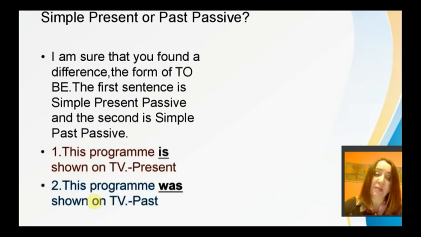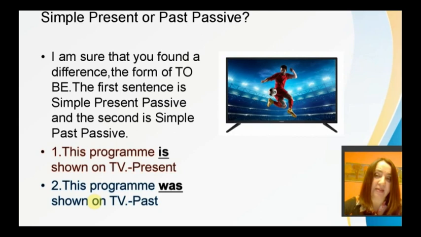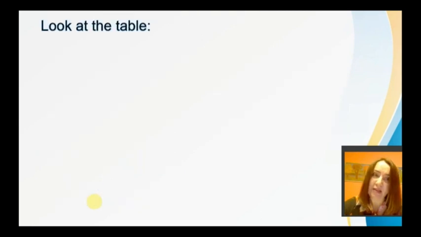First, this program is shown on TV. To be is in simple present tense. The second, this program was shown on TV. To be is in simple past tense. I hope that it isn't hard.